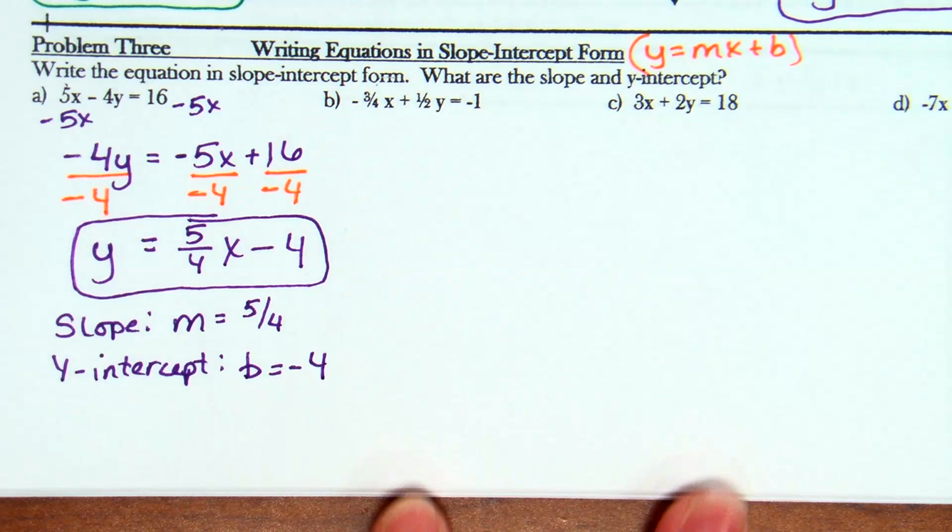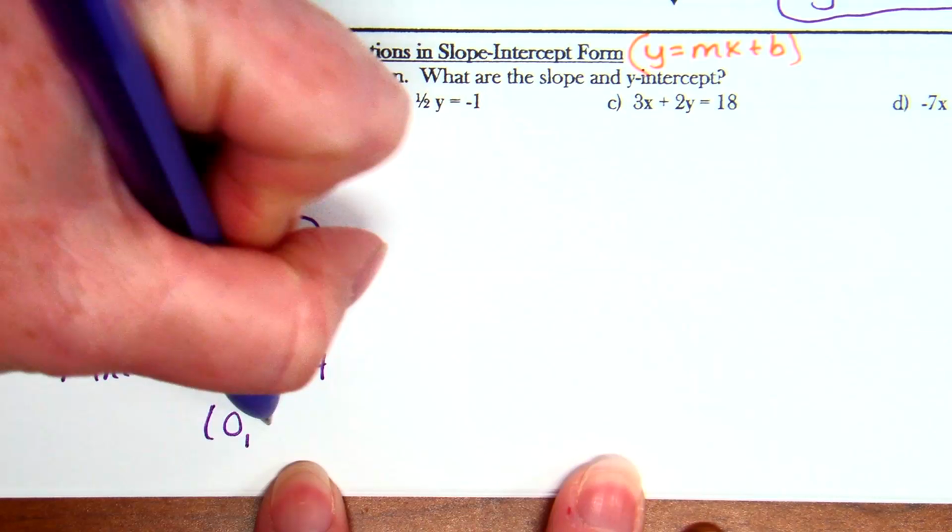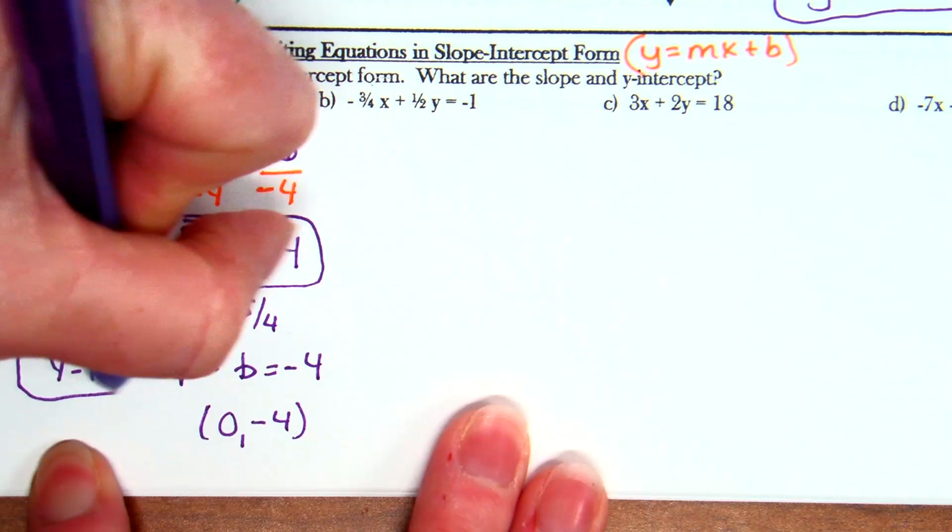I feel like MathXL wants you to put it as an ordered pair, though. And so if MathXL makes us put it as an ordered pair, we're going to say 0, negative 4. And I could be imagining that, but I feel like in the past, they want it as an ordered pair. Okay?